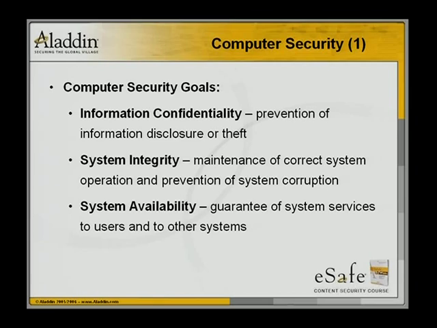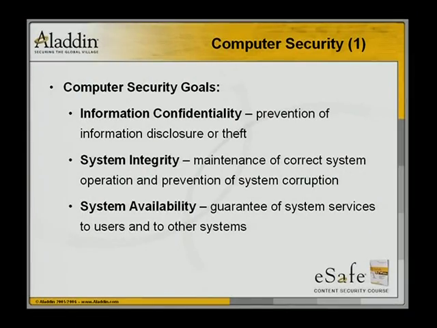Another type of security goal is system integrity. System integrity is the maintenance of correct system operation and prevention of system corruption. So let's say I have a Windows box. I need to make sure that the files on the Windows box are not damaged. When I say files, I mean the operating system files, not a Word document or a cookie file. I need to make sure that the system integrity is kept intact and no crucial file is overwritten or erased, thus making my system unbootable.